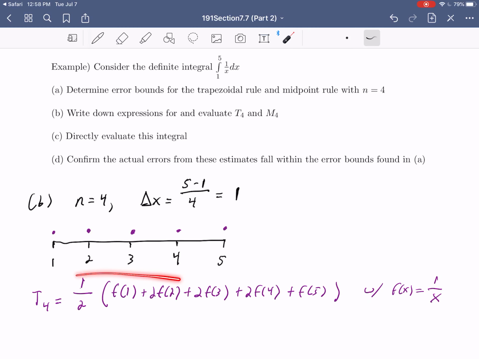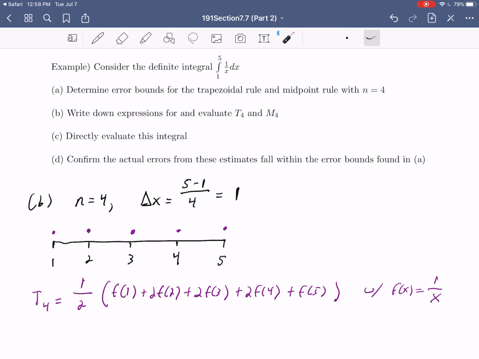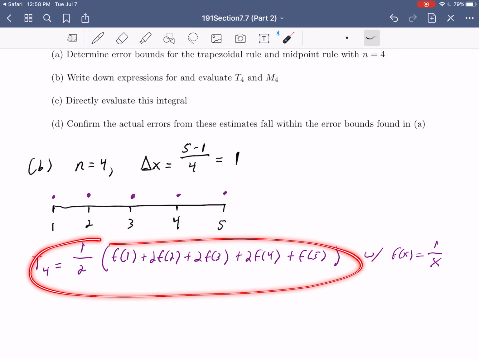Now, this would be a totally fine way to write this. If we just needed to write down an expression for T4, this would be totally good because this says exactly what we're trying to do. It tells us what the function is and what we're plugging in and how we're performing the approximation. But we do want to, in this case, go ahead and evaluate it. So we are going to go ahead and plug this in.